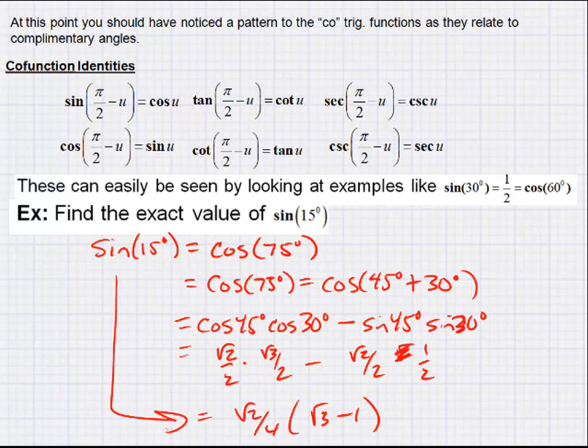So with a combination of the cofunction identities as well as the sum and difference identities, I can come up with the sine of 15 degrees. Now here's the thing, you don't want to do that all the time. You can, but you don't want to. What we can do is use this to come up with the sum and difference identity for sine instead of using it to find the sum and difference identity for cosine.